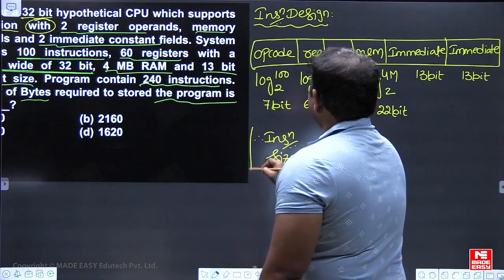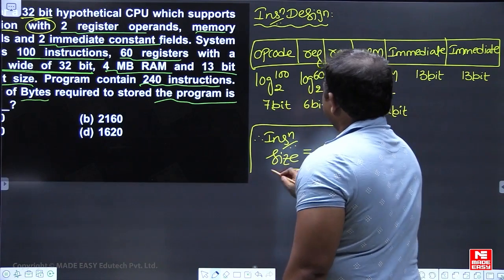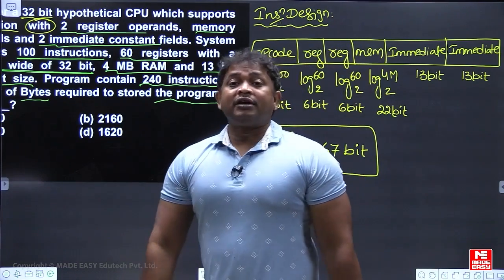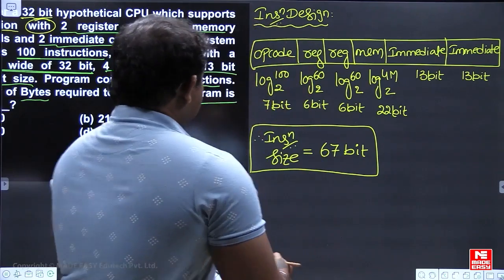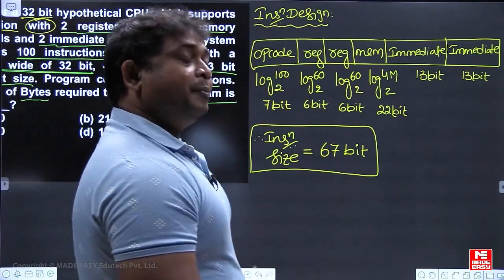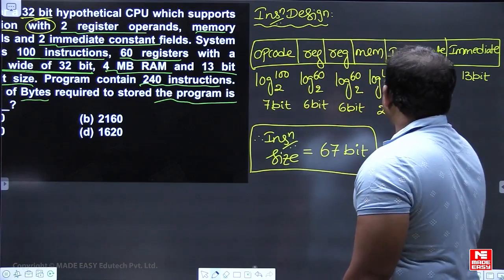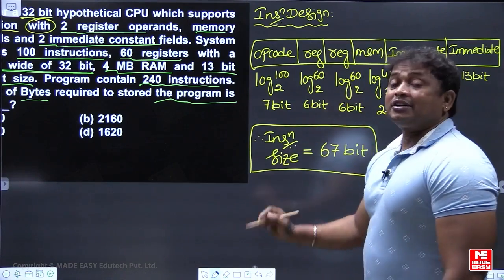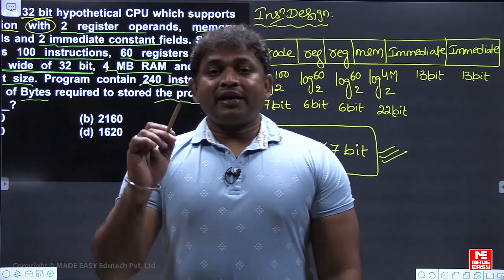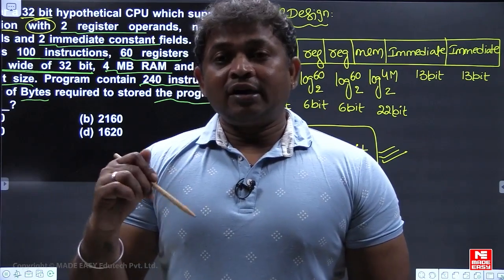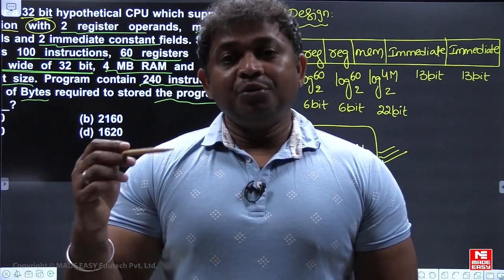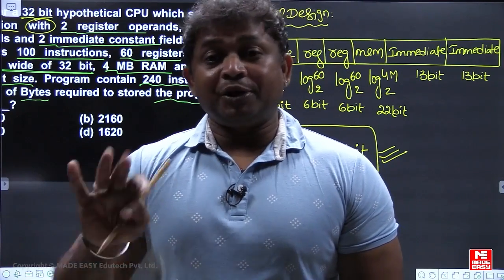This is the instruction size. Very good. In this computer, instruction is designed with 67 bits. So how many instructions are there? 100 instructions are there. Instruction set means unique operations. 100 unique operations are present in the CPU.